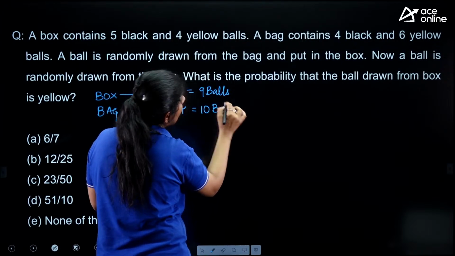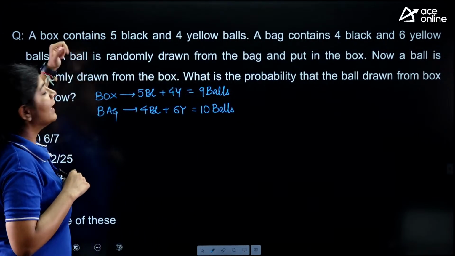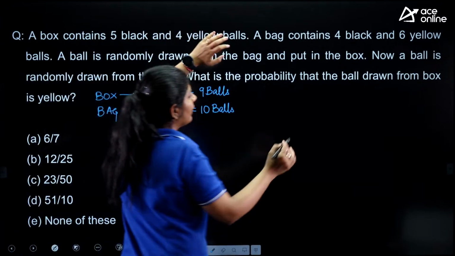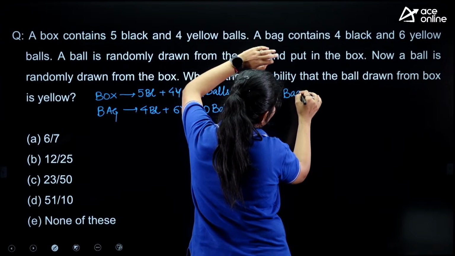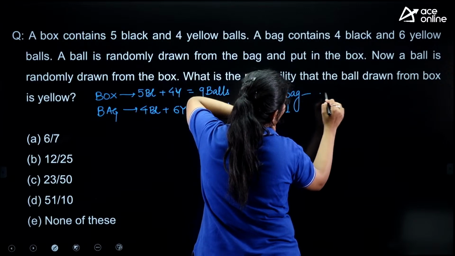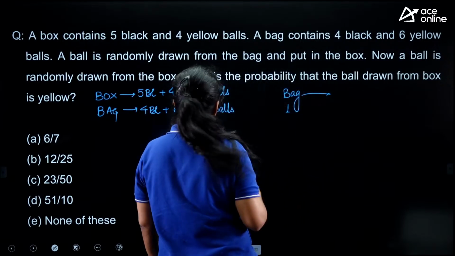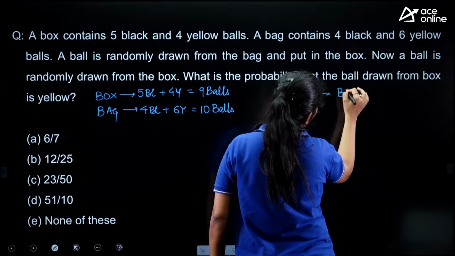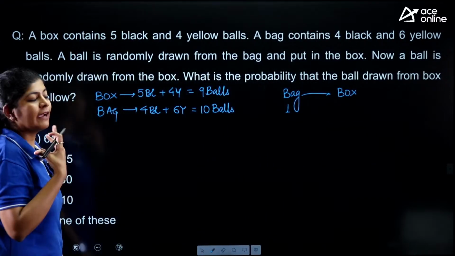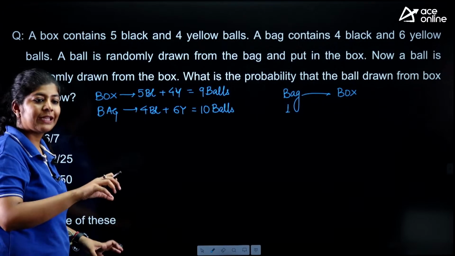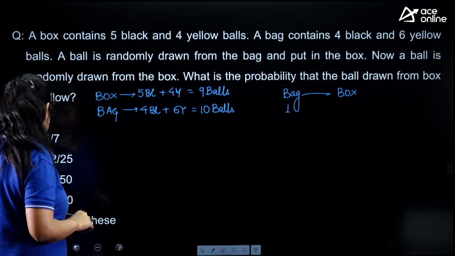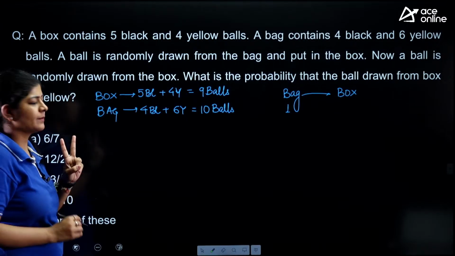Now the question is saying that we are drawing a ball from the bag first. We are only drawing one ball, and we are keeping this one ball from the bag into the box. After that we have to find the probability of getting a yellow ball from the box. Now there are two possible cases.